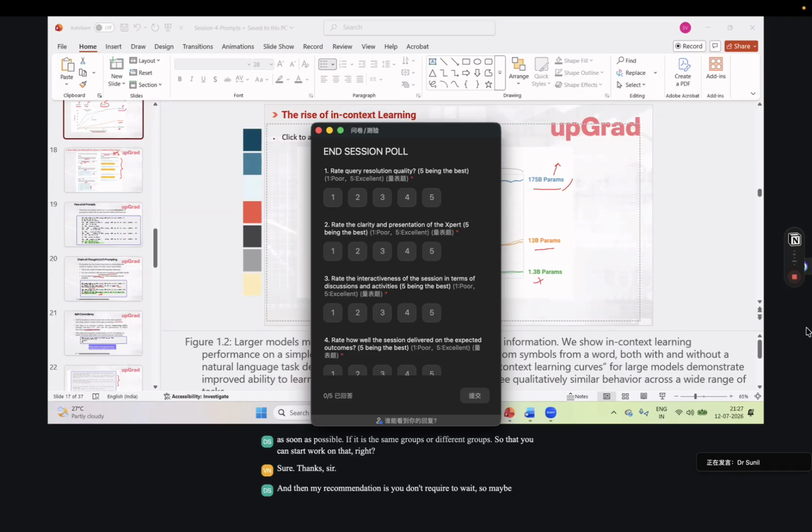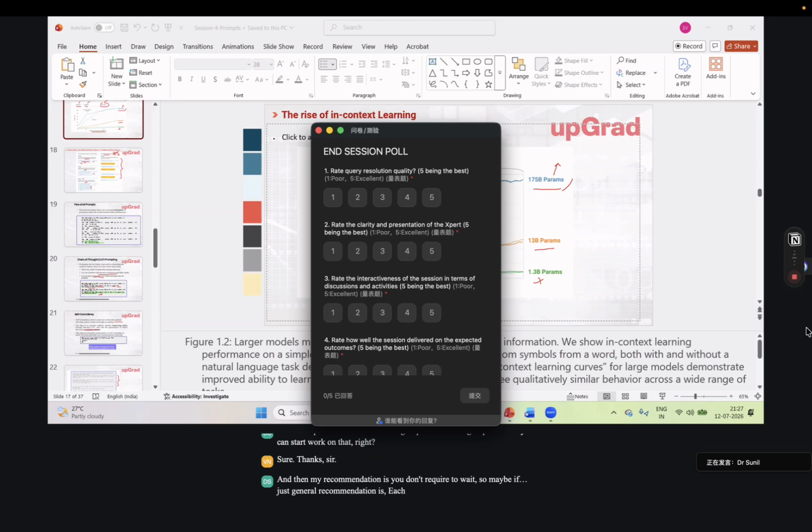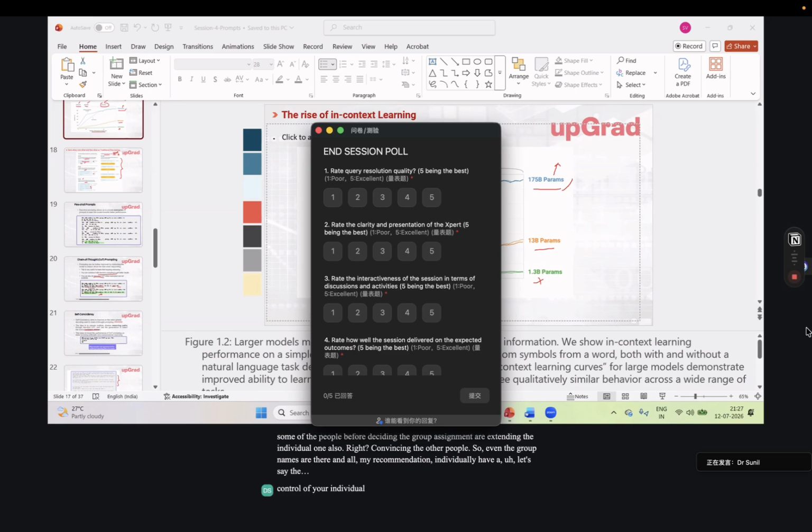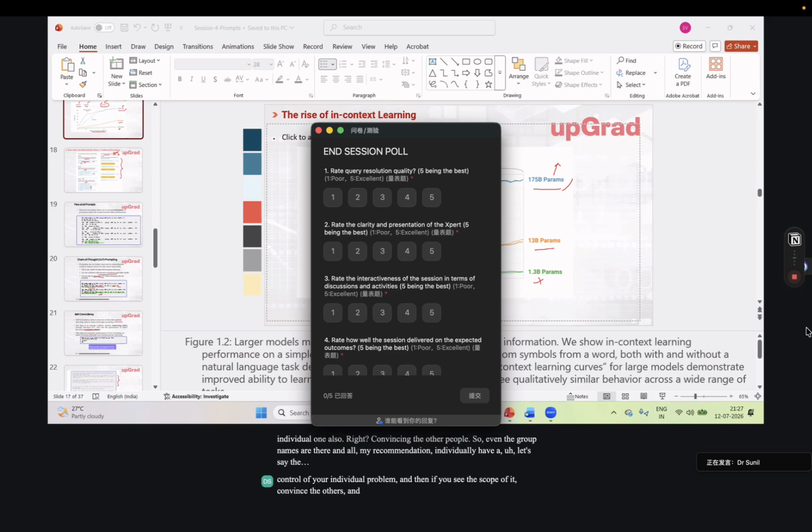My general recommendation is that each of you think individually for at least the next 1 week or few days, because everybody is working and I know you will be busy with your own work as well. But before next weekend, try to get a good hold of your individual assignment, before deciding the group assignment, and extend the individual one too, convincing the other people. Even if the group names are there, my recommendation is to have control of your individual problem. Then if you see the scope of it, convince the others, and some of them can continue with the group assignment. That's just a general recommendation, but I leave it to you.